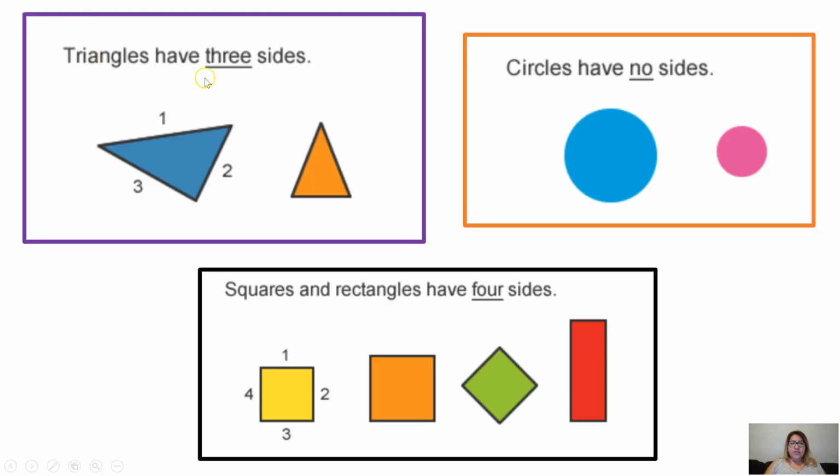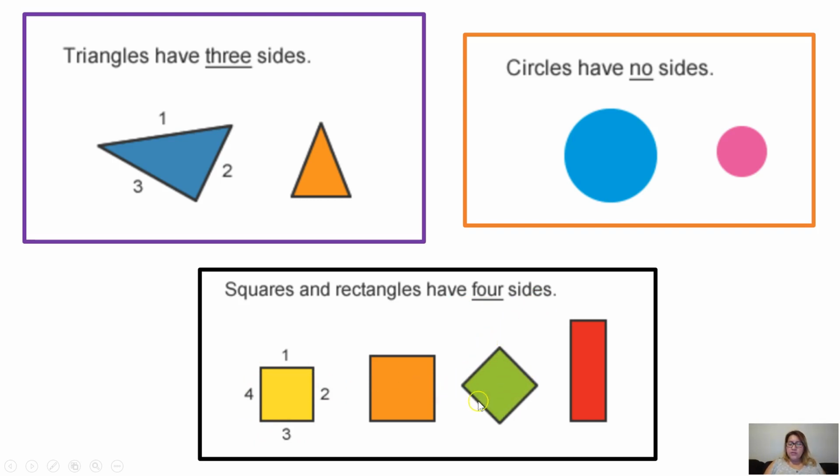Okay, it says triangles have 3 sides. 1, 2, 3. Circles have no sides. It keeps going. It's round. Squares and rectangles have 4 sides. 1, 2, 3, 4. This is a square. This is also a square, and this is also a square.